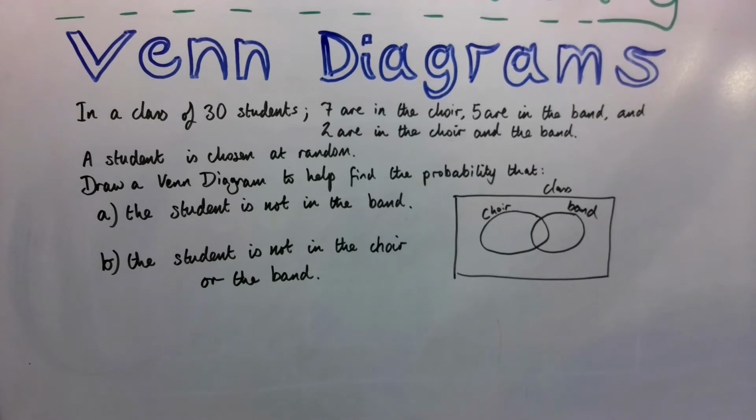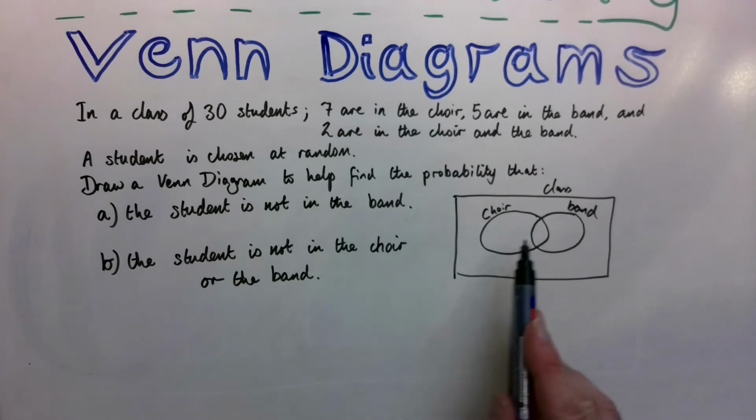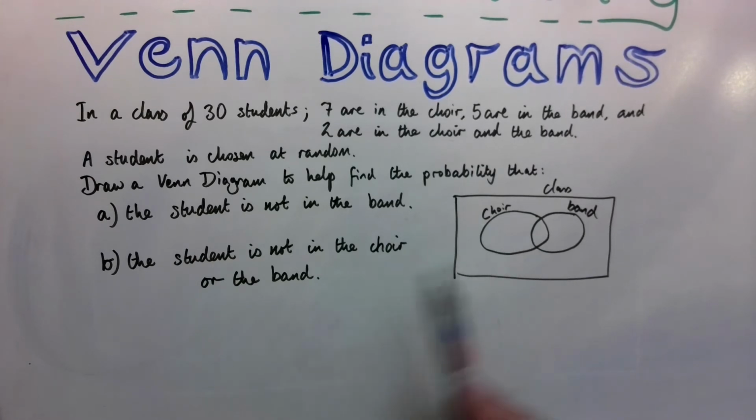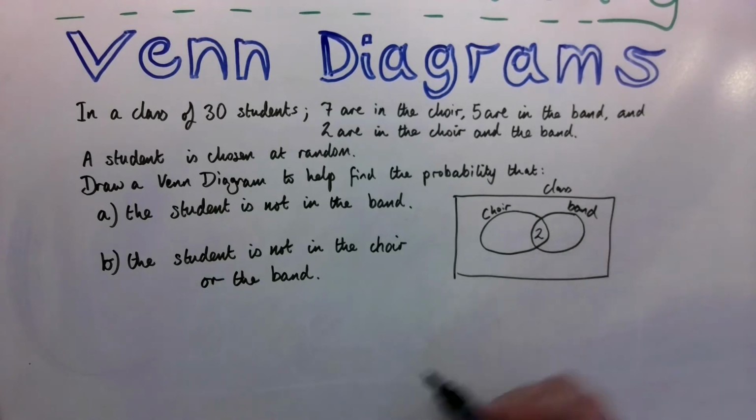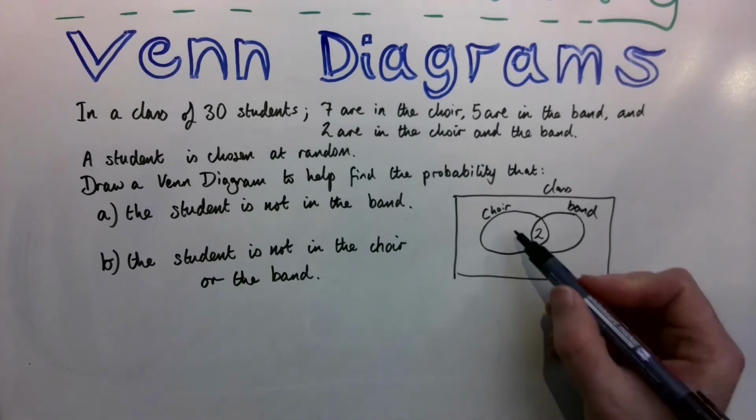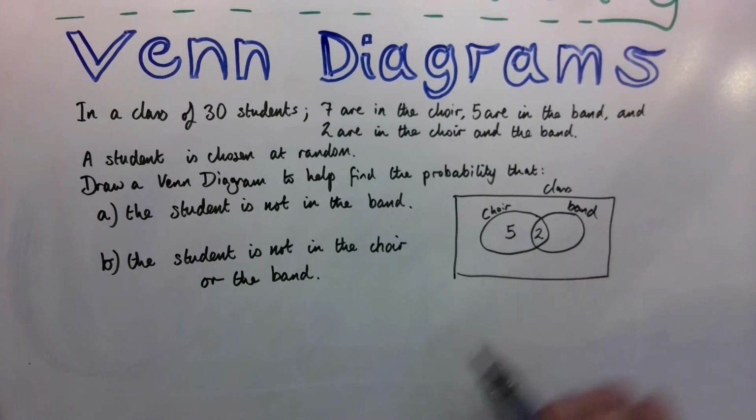There are 7 in the choir. That means the numbers in the choir have got to add up to 7. That does not mean putting a 7 there. The reason we can't put a 7 there is it says that 2 are in the choir and the band. If I put a 7 there, that's going to make 9 people. We've only got 7 in the choir, so we pop a 2 there.